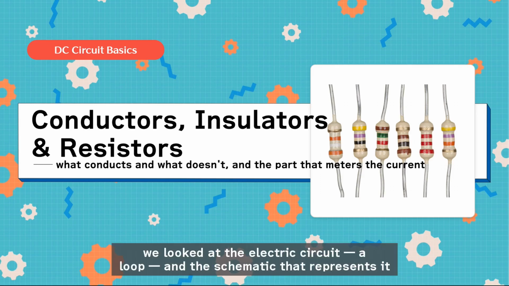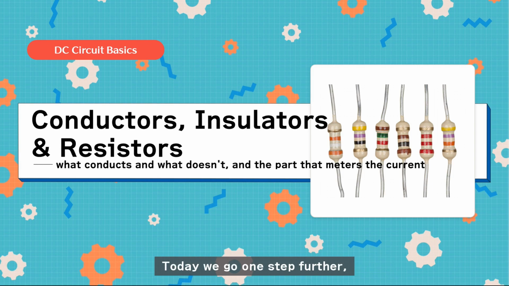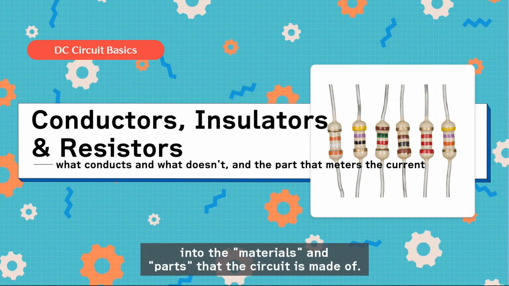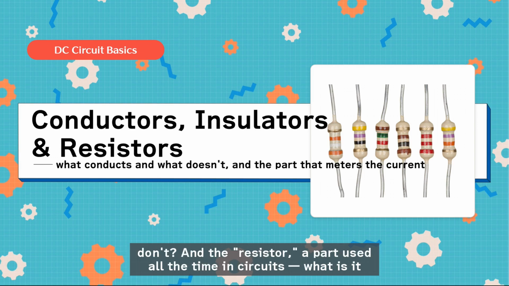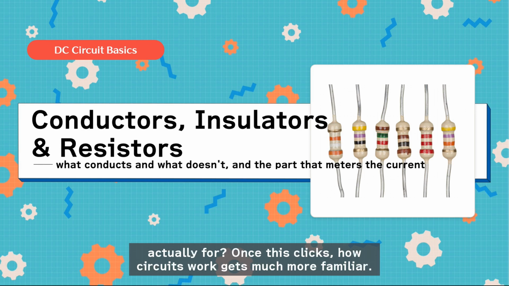Last time we looked at the electric circuit, a loop, and the schematic that represents it with symbols. Today we go one step further into the materials and parts that the circuit is made of. What's the difference between things that conduct electricity well and things that don't? And the resistor, a part used all the time in circuits. What is it actually for? Once this clicks, how circuits work gets much more familiar.